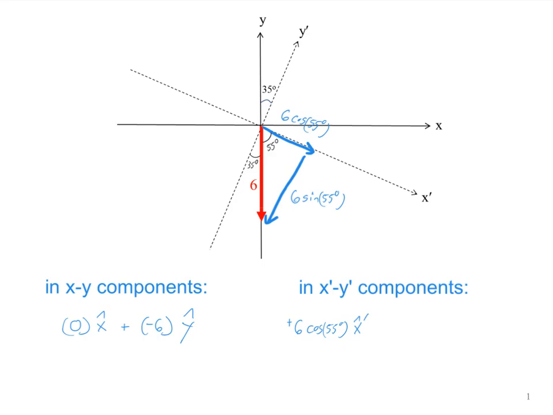Likewise, if I look at the other leg of the triangle, it's of size 6 sine 55 degrees, but if I look at the direction, it's pointing opposite to the y prime axis. So it's in the negative y hat prime direction. And there we have it.